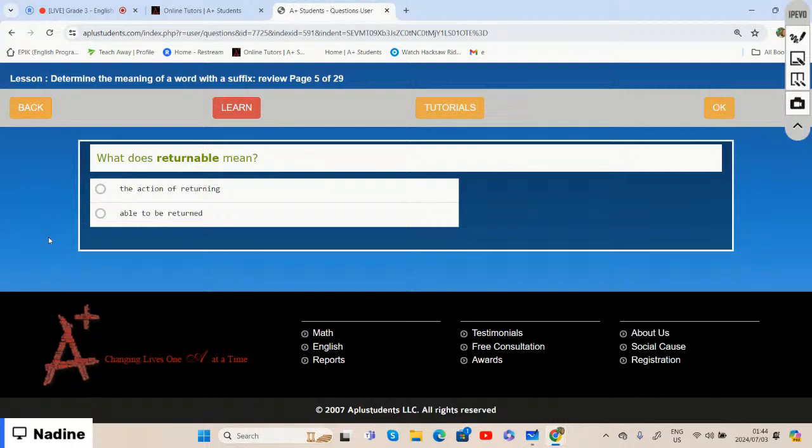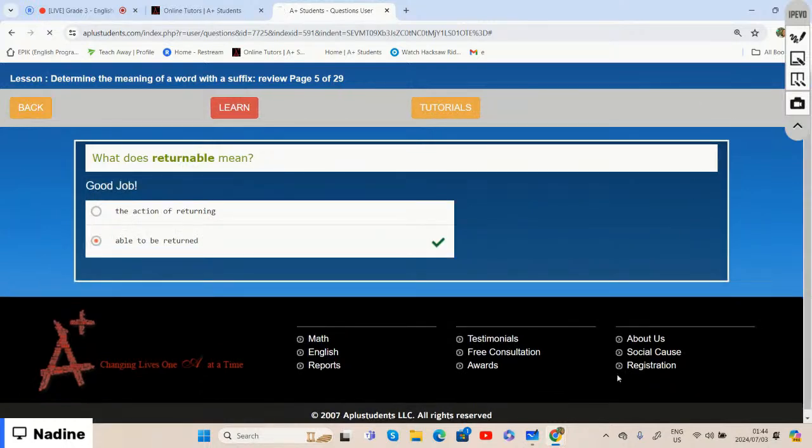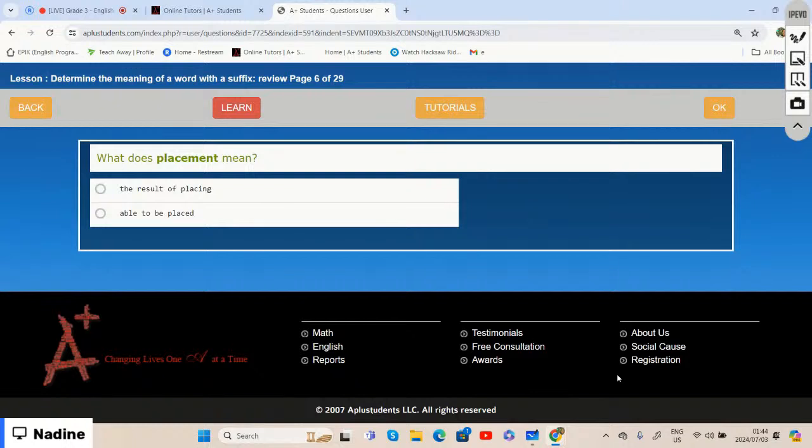Able, return able. All right, and we will say returnable means you are able to return that thing. It is able to be returned. Well done. Let's do the last one. What does replacement mean? Does replacement mean the result of replacing or able to be placed?